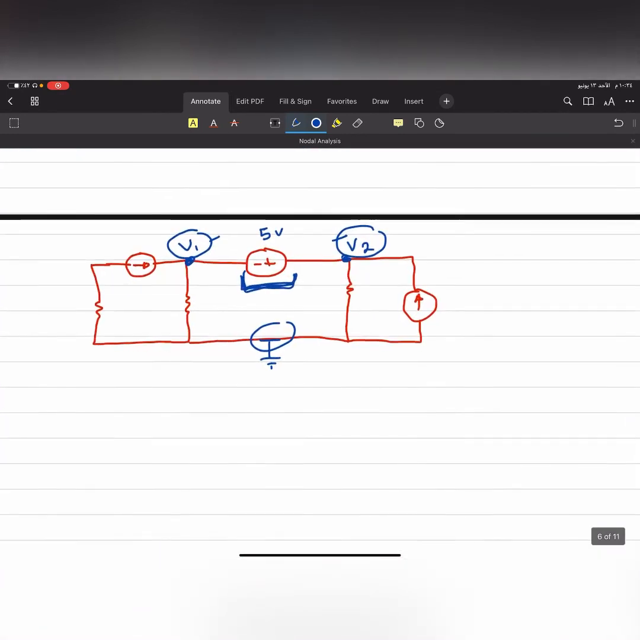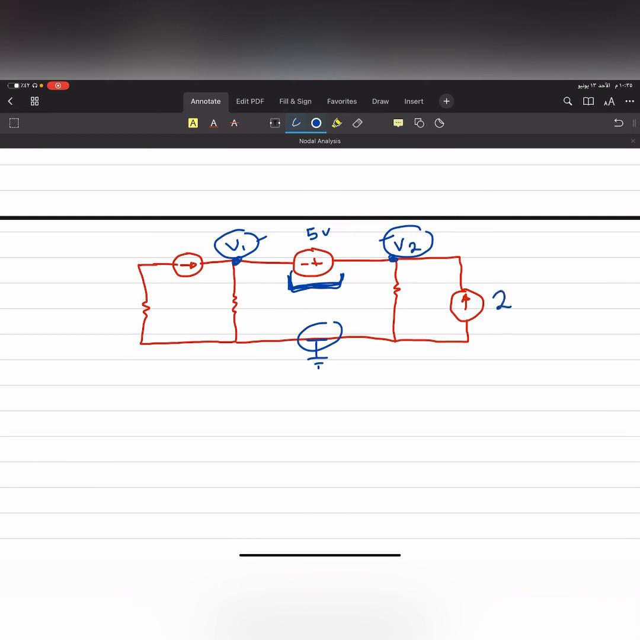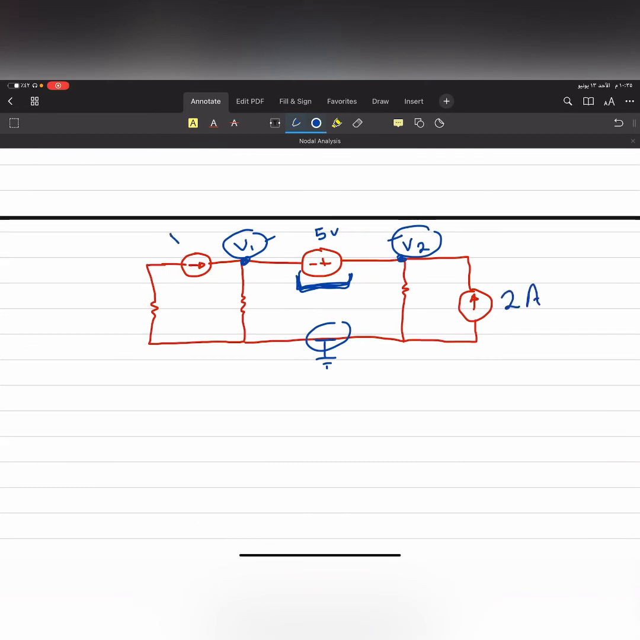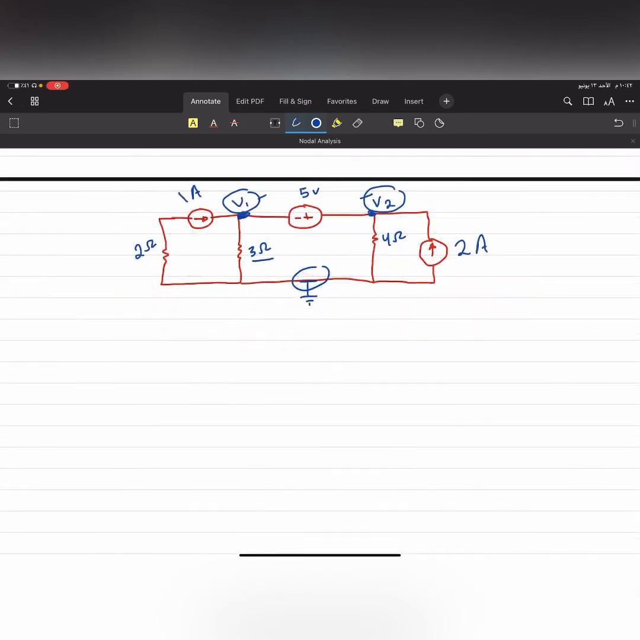Okay, so let's solve this one by giving it numbers. Let's say that this one is 2 amps and this one is 1 amp, this one is 2 ohms, this one is 3 ohms, this one is 5 volts as it is, and this one is 4 ohms. Now if I want to solve this, whether using the normal nodal analysis or using the nodal analysis shortcut method, both of them are correct, but for me I prefer the shortcut method.